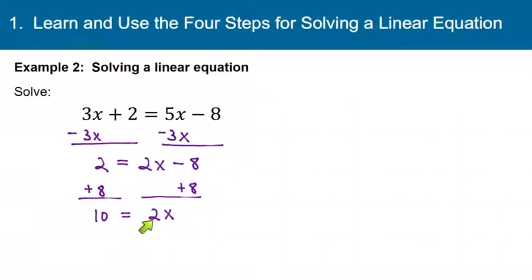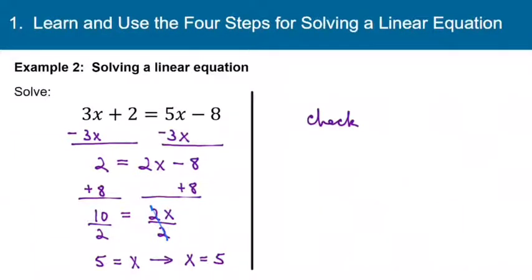Now step 3 is to isolate the variable. So we want to eliminate the coefficient of 2. So we'll divide both sides by 2. And then on the left side, 10 divided by 2 will give us 5. And on the right side, the 2's will divide out and give us x. And of course, that can be restated as x equals 5. Now, step 4 is to check our work.